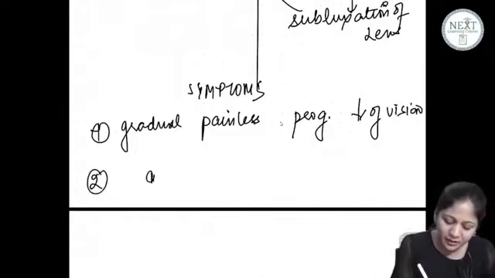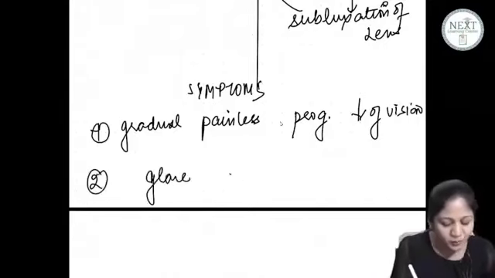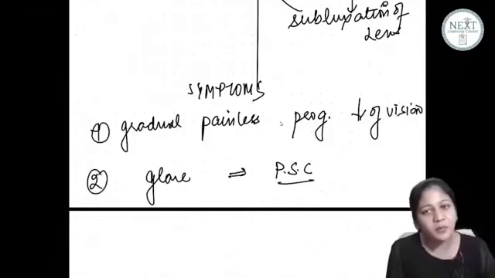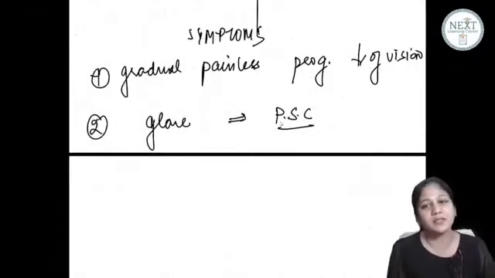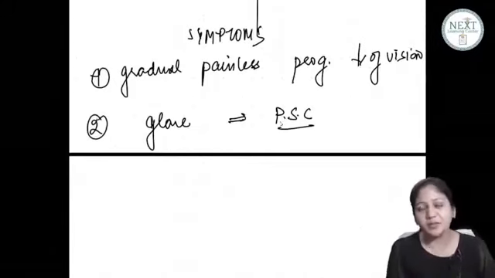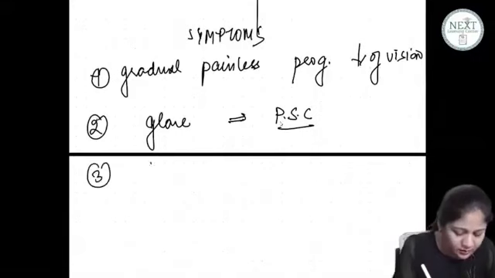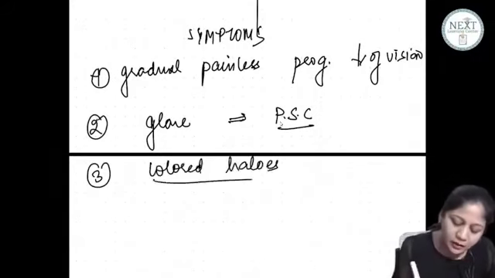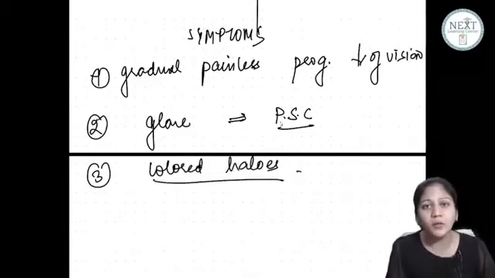What else have we read? We have read that there can be problems related to glare, especially in PSCs. What is PSC? Posterior subcapsular cataracts. Now what next? Here is a very important question, guys. You may have complaints related to colored halos. What do you mean by colored halos?